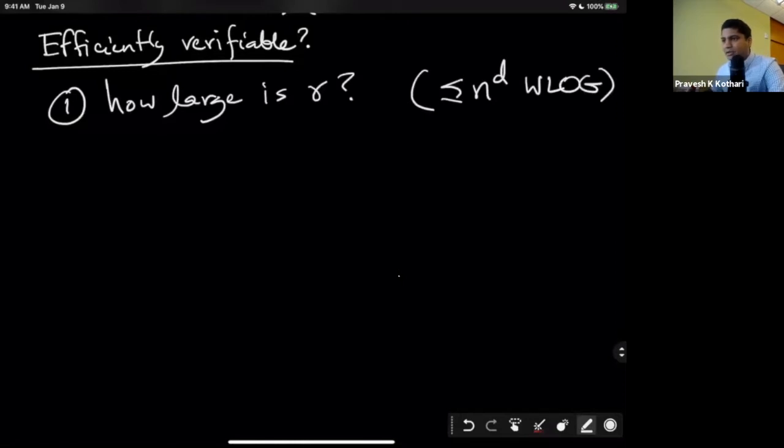Okay, so that's one hurdle solved. We can at least assume that R is not too large.